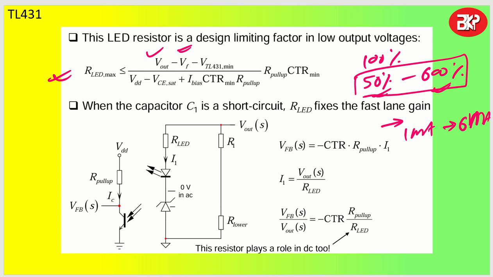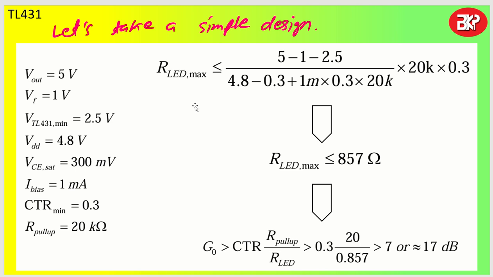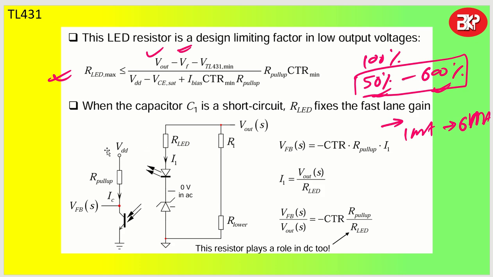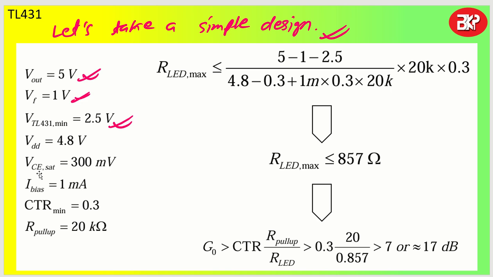Good. Moving to the next part, let us try to understand a simple design. Let us say my output level is 5 volt. I am not taking the exact example of 15 volt, we'll take the output voltage as 5 volt. The voltage drop across the optocoupler diode is 1 volt, and the TL431 minimum is 2.5 volt reference, which you know already. The VDD voltage on the primary side is 4.8 volt, and the collector to emitter saturation voltage is 300 millivolt.